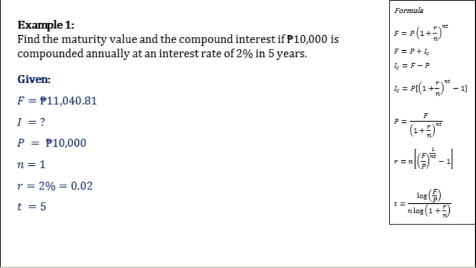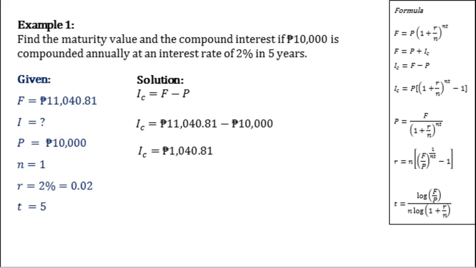Now that we know future value, we can just use I is equal to F minus P to get the interest. So, 11,040.81 minus 10,000. So, ang interest earned is 1,040.81.